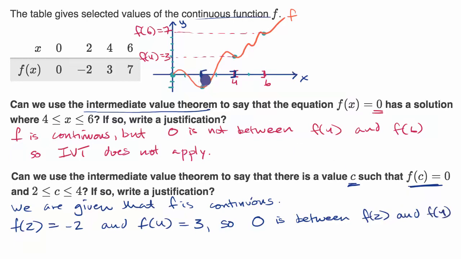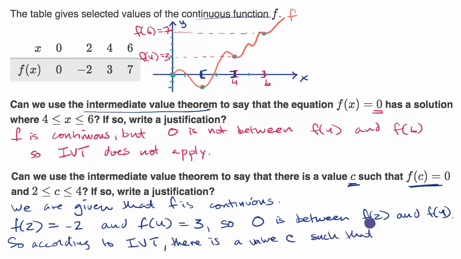And you can see it visually here. There's no way to draw between this point and that point without picking up your pen, without crossing the x-axis, without having a point where your function is equal to 0. And so we can say, according to the intermediate value theorem, there is a value c such that f of c is equal to 0 and 2 is less than or equal to c is less than or equal to 4.